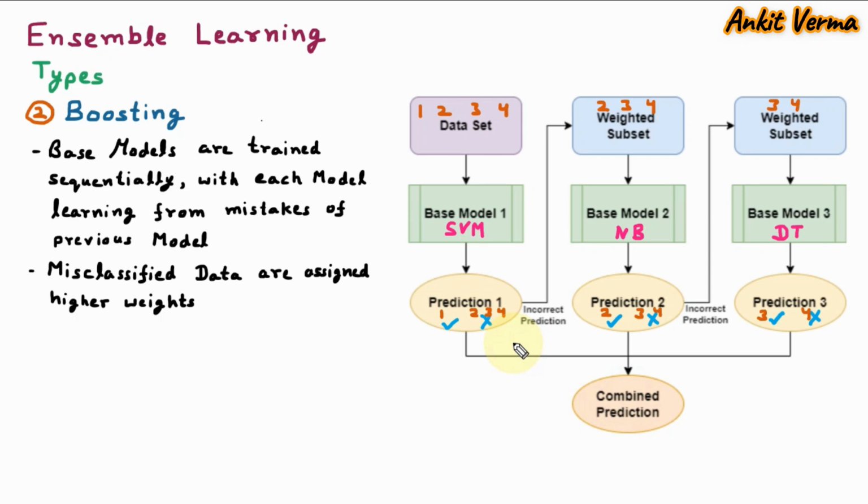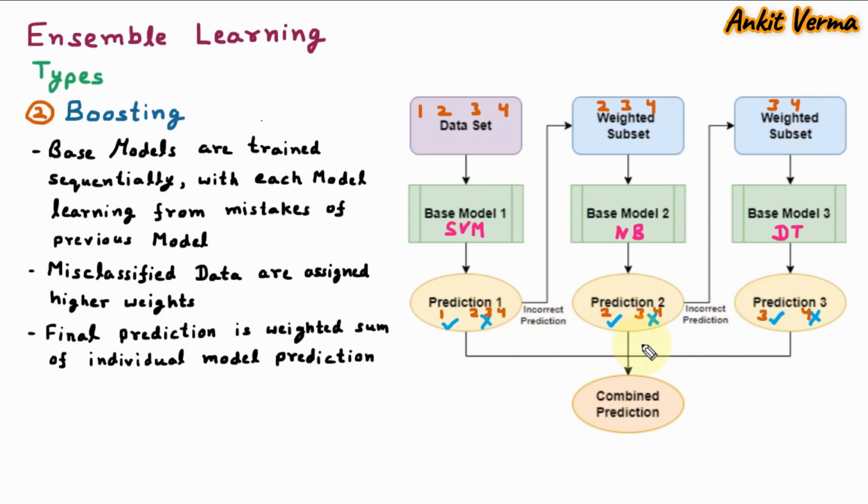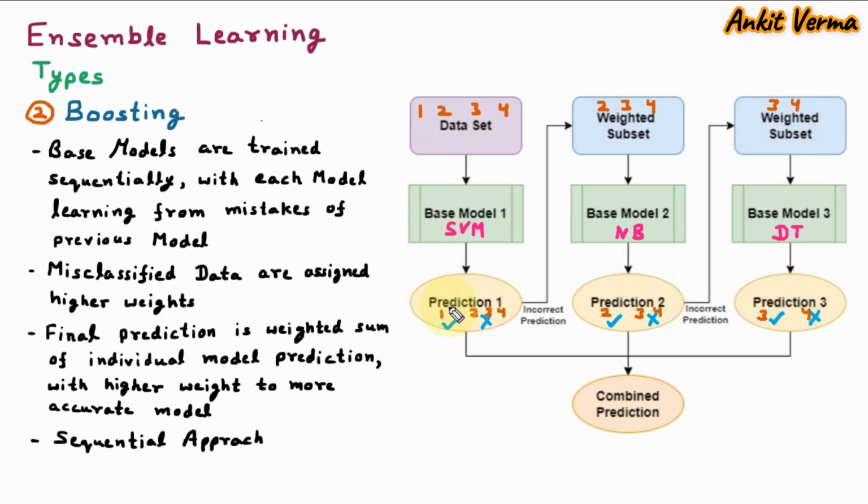The final prediction is the weighted sum of individual model predictions. Here the higher weight is given to the more accurate model. The first model is giving 3 incorrect predictions, and that incorrect data is given as training to another model, and that is giving 2 incorrect predictions. Again that is given to the next model for training, and it is giving only 1 wrong prediction. So that means this is the more accurate model, so it will be given more weightage. So as per the accuracy, the weightage is given and they are combined. Boosting works on the sequential approach because the result of the first model's incorrect prediction is given to another model, and again its result as incorrect prediction is given to the third model for training.